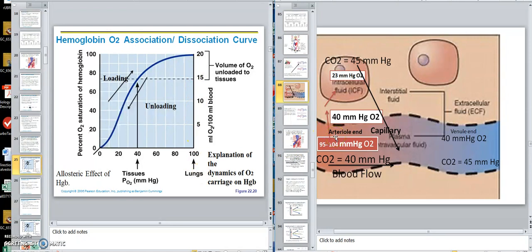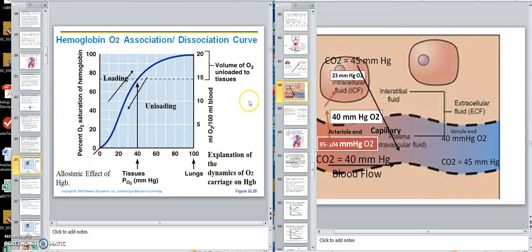Then what we're going to do is, as we go through the capillary, we're going to unload, because let's look at what we have. The intracellular oxygen is around a 23. The interstitial is around a 40. So that means you would send oxygen into the interstitial fluid and then into the cell. Because remember, the cell is using O2 in the Krebs cycle to make ATP. All right, so we're unloading.